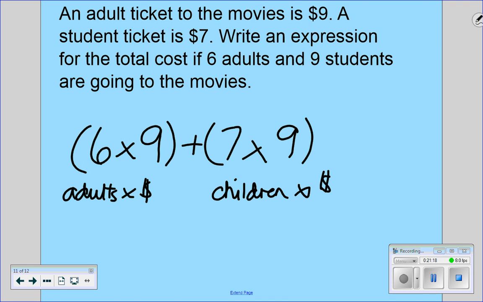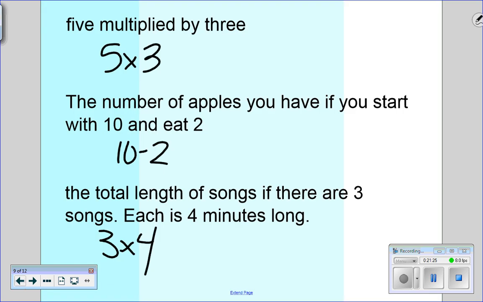Okay, so you're going to be solving a few things using Please Excuse My Dear Aunt Sally, and you're going to be writing things out just like this. What questions do you have for me?